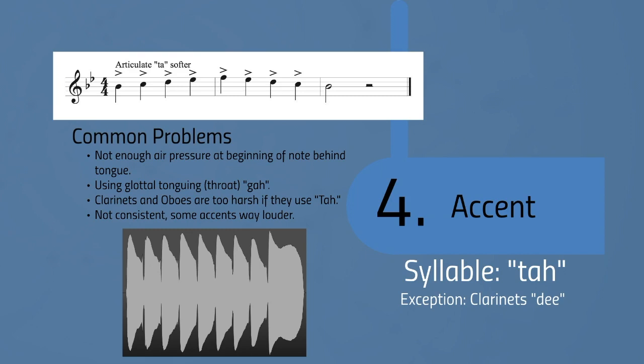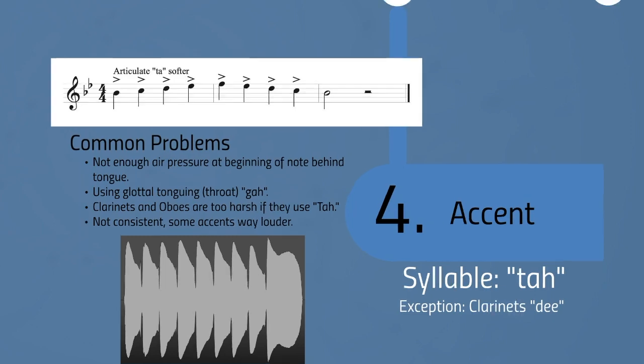Also, I find glottal tonguing, meaning you're using the throat and saying ga instead of ta. Clarinets and oboes can be way too harsh if they use ta. So be really careful and use D, E instead. The last thing that I find a lot is not playing consistently. Some accents are way louder than others. Make sure they all are the same volume. They don't go higher and lower. You want them to stay at the same level all the way across.